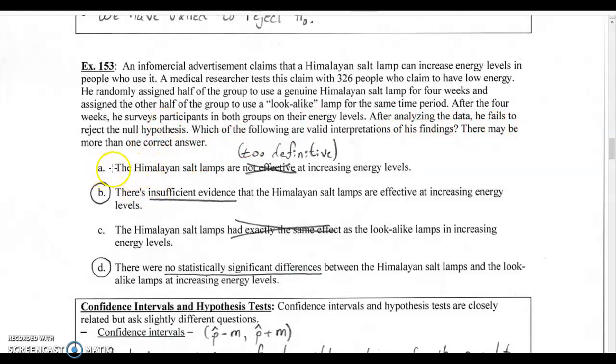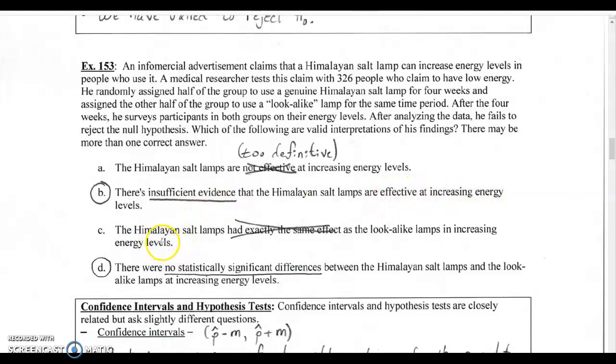Part A says the Himalayan salt lamps are not effective at increasing energy levels. That's too definitive. That's almost like we've proven it to be true that they're not effective. So that's like accepting H0, the null, that Himalayan salt lamps are no more effective than any other kind of lamp. What we should say instead is there's insufficient evidence that the Himalayan salt lamps are effective at increasing energy levels.